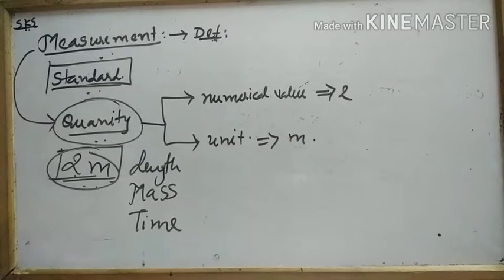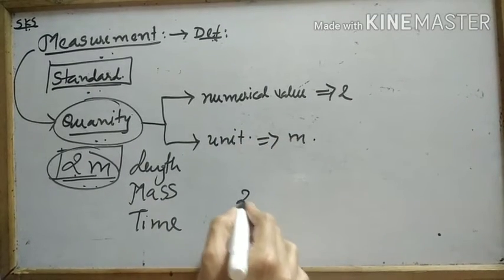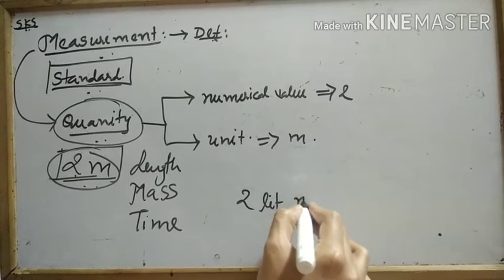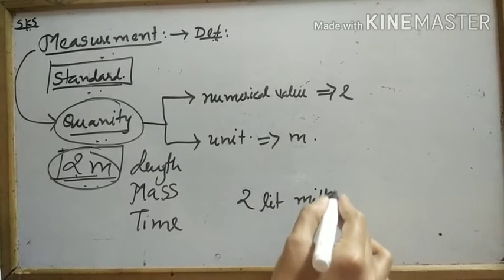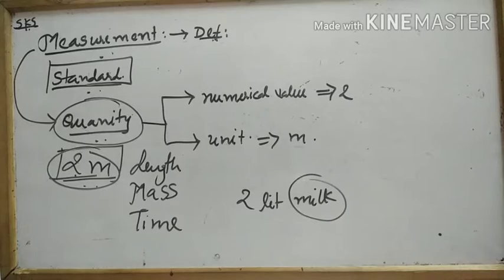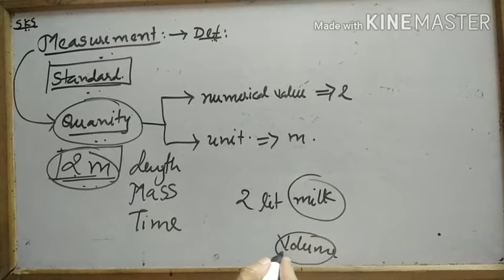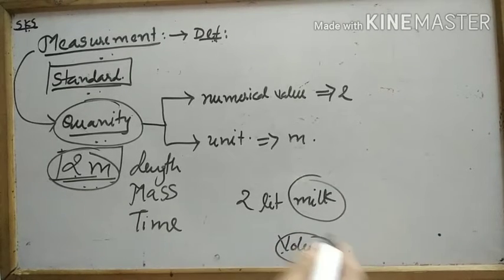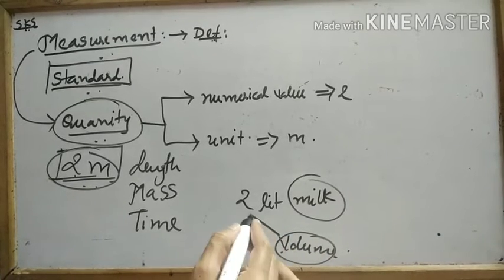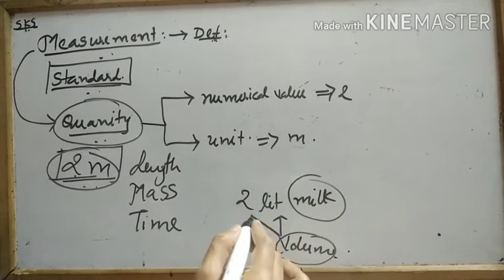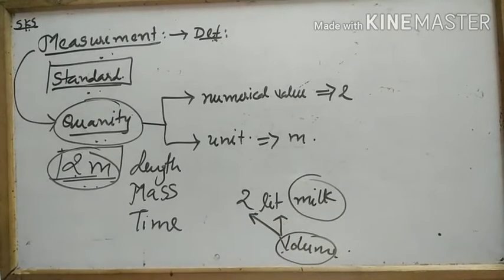So if I say I am having 2 liters of milk, I am measuring milk, but the quantity I am measuring here is called volume. Volume is the quantity which I am measuring, fine, and as we discussed just now, it has two components, the numerical value 2 and liter as a unit.